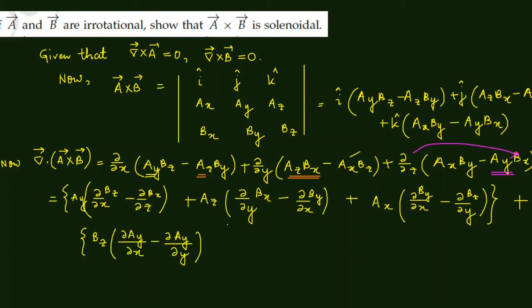There is a mistake earlier, we will correct it later. So now we will do the same thing with the bz, bx and by terms. If we collect the bz terms first, then we get these two terms: del x of ay minus del y of ax. Now if you collect the by terms, then we will get del z of ax minus del x of az.